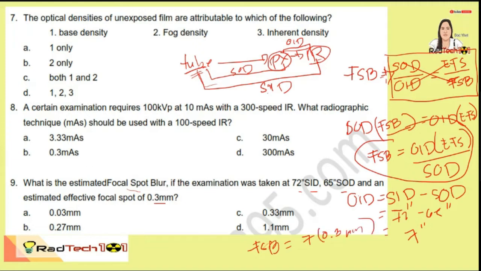So inches, 0.3 millimeters. And then our SOD is 65 inches. Ito siya. So cancel na yung inches, para millimeter na lang yung matitira. So 7 times 0.3 divided by 65, that is 0.03 millimeters. So this is the correct answer. So that is for our effective focal spot na given, and we are looking for the estimated focal spot blur.